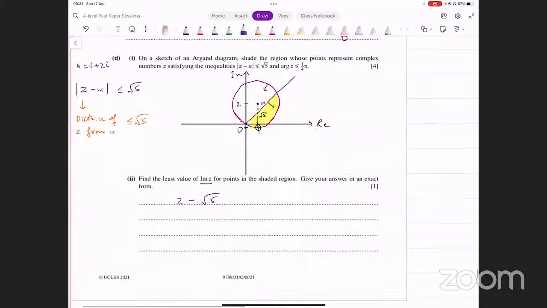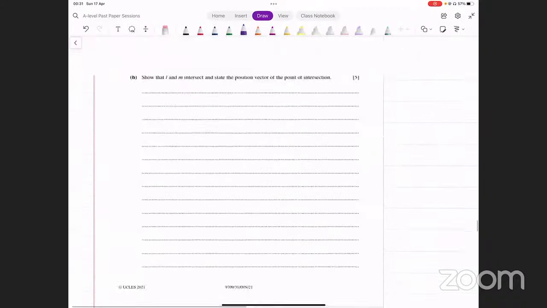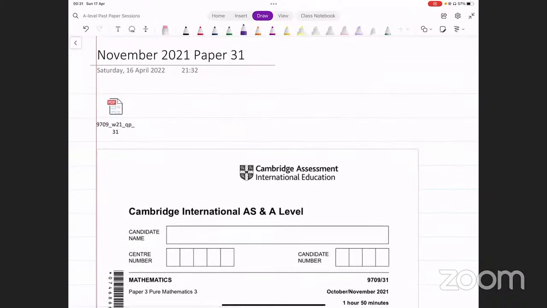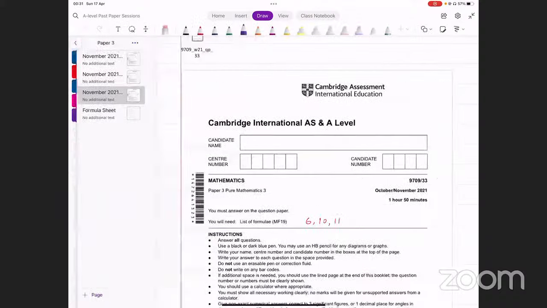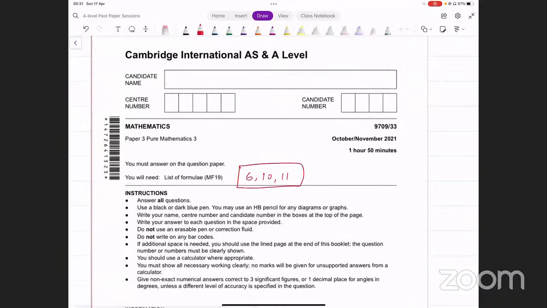This was the paper November 2021, paper 3 variant 1. We are done with all the difficult questions that we had in this paper. Now let's move on to the next one. It has only 2-3 questions, slightly tricky, so we should be done in the next half an hour or so, inshallah. This is the next paper, October, November 2021, paper 3 variant 3. There are 3 questions that I've marked on this: questions 6, 10, and 11. These are relatively trickier. We'll do these 3 questions from this paper, then we end the session.